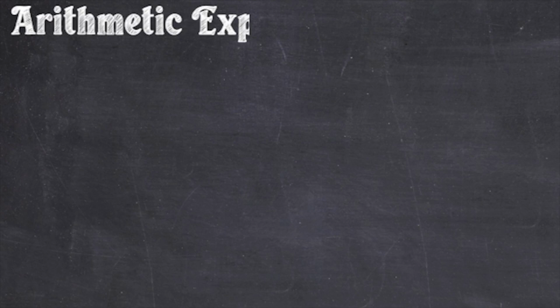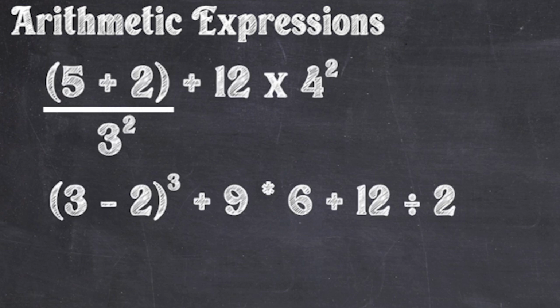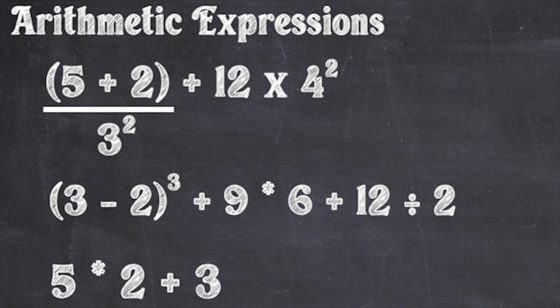Before we answer that question, we need to talk about arithmetic expressions. An arithmetic expression is an expression that consists of numbers and operations connecting those numbers. Here are some examples. Notice that with our definition of arithmetic expression, we can see that our first example, 5 times 2 plus 3 times 4, is an arithmetic expression as well. So back to our original question. How do we simplify this expression?